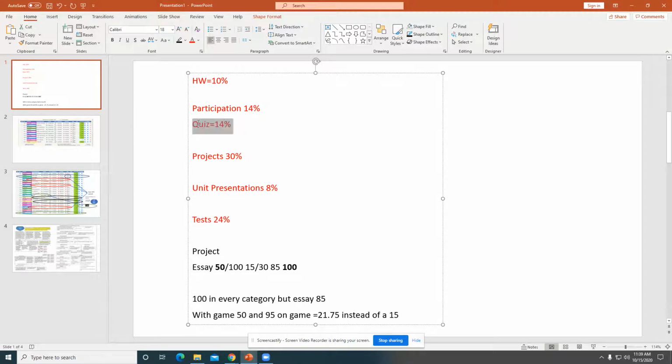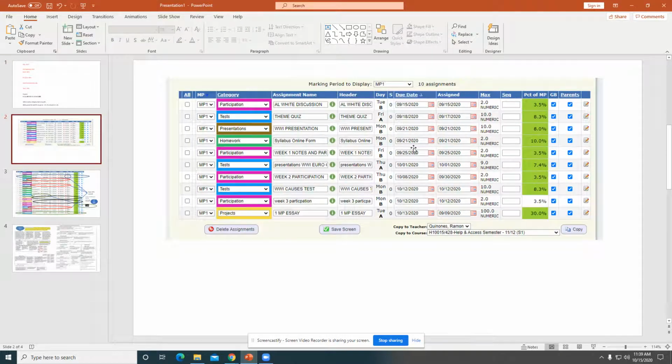I'm probably not going to use quizzes because we're not doing quizzes and we're not doing tests. That's something that we'll do when we are actually in the building. So that's going to be an adjustment.